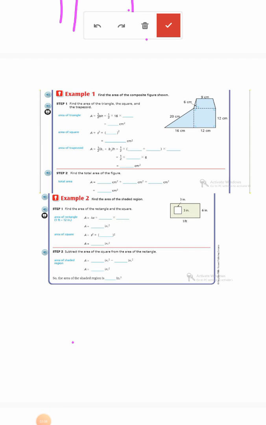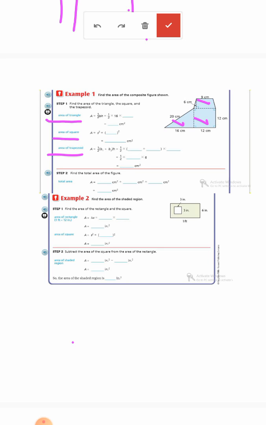Moving to example 1. Find the area of the composite figure shown. What do you think about this whole figure? We have more than one figure. This is a triangle, this is a square, this is a trapezoid. So we have 3 shapes. First one is the area of the triangle, second the square, third the trapezoid.